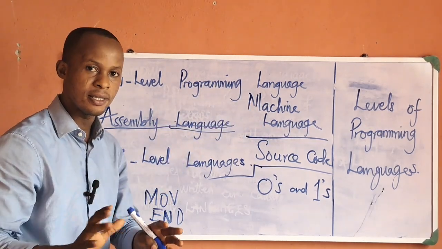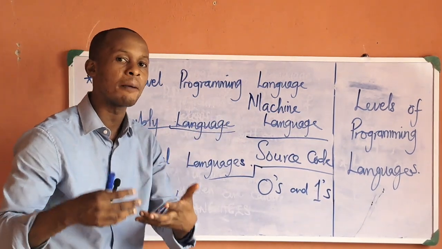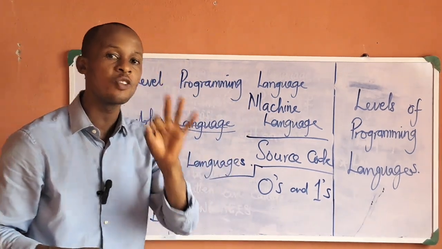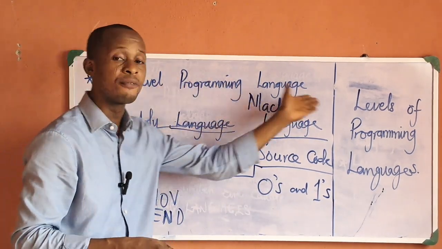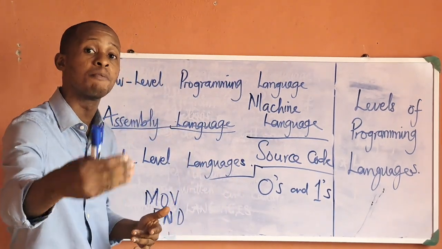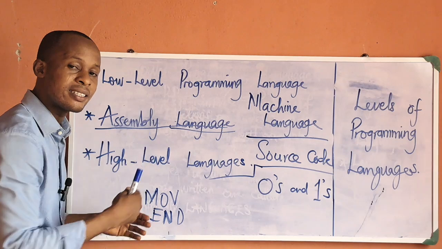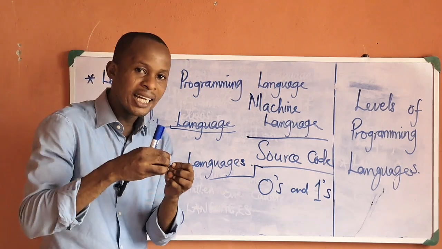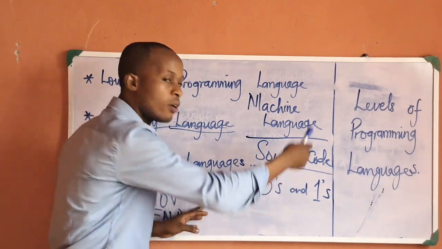Now the problem is this: instructions that are written in assembly language cannot be understood by the computer. Don't forget, I said the only language that the computer understands is zeros and ones, machine language, which is also the source code or low-level language. So if you instruct the computer in assembly language, with this kind of syntax that is close to human language, you need another software that can interpret this assembly language into what the computer can understand.